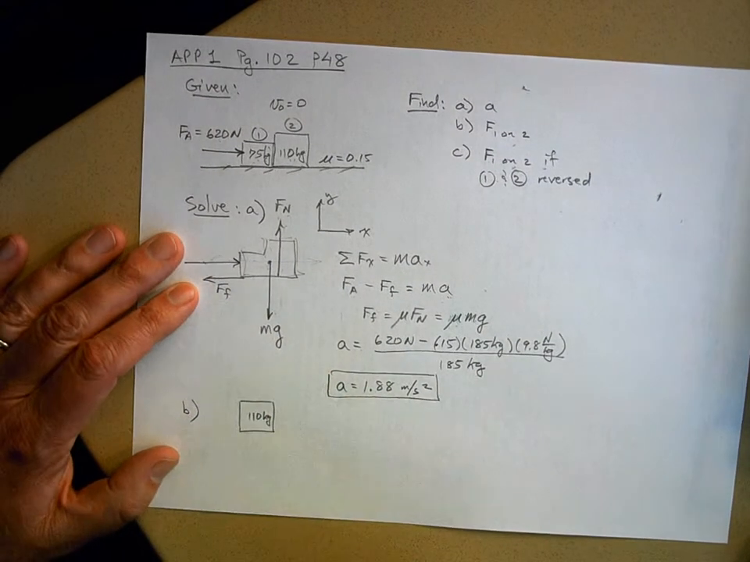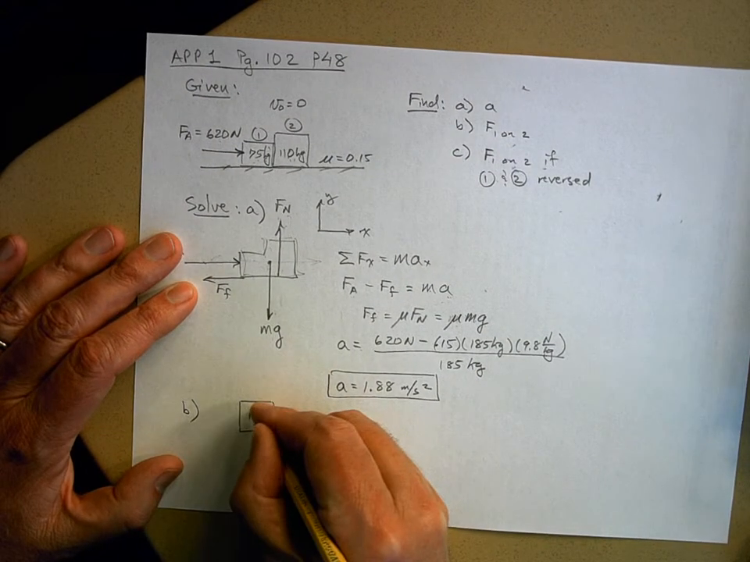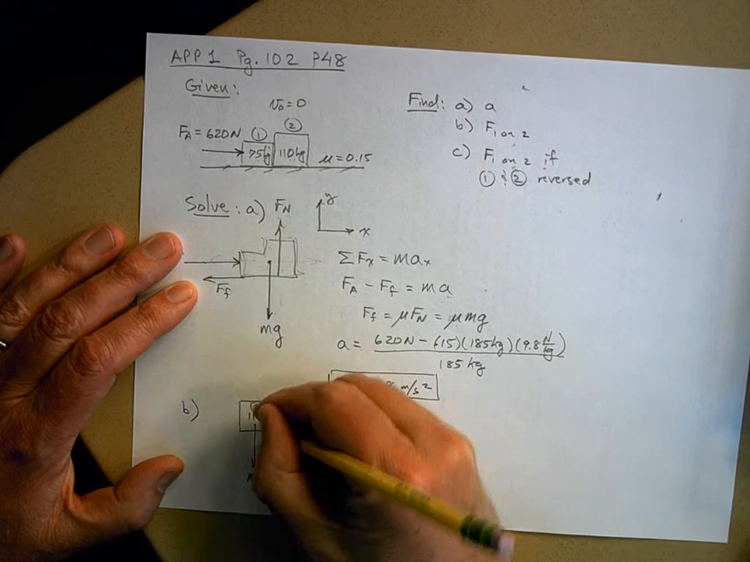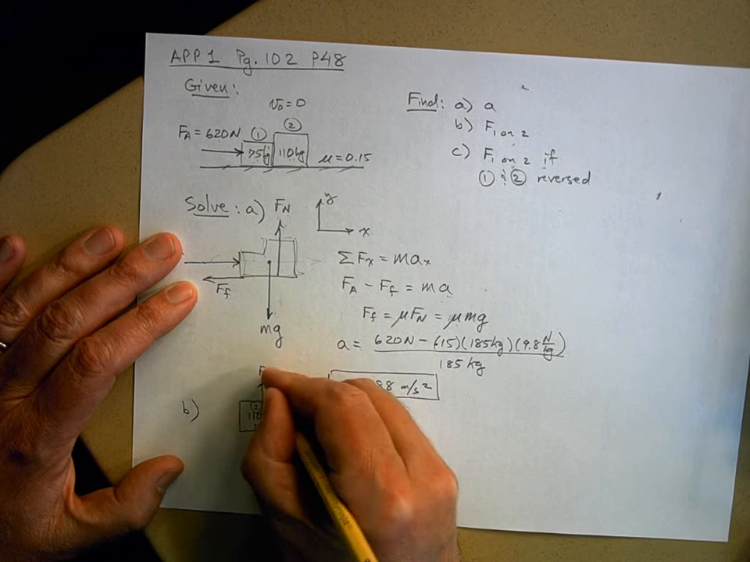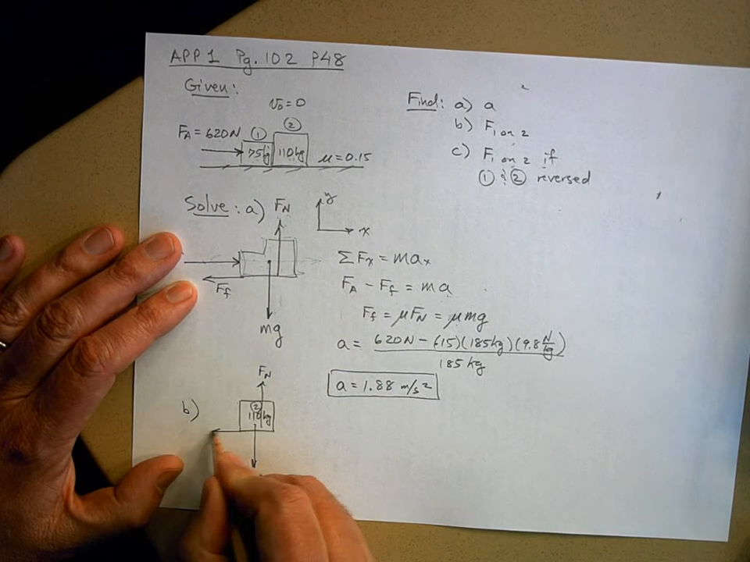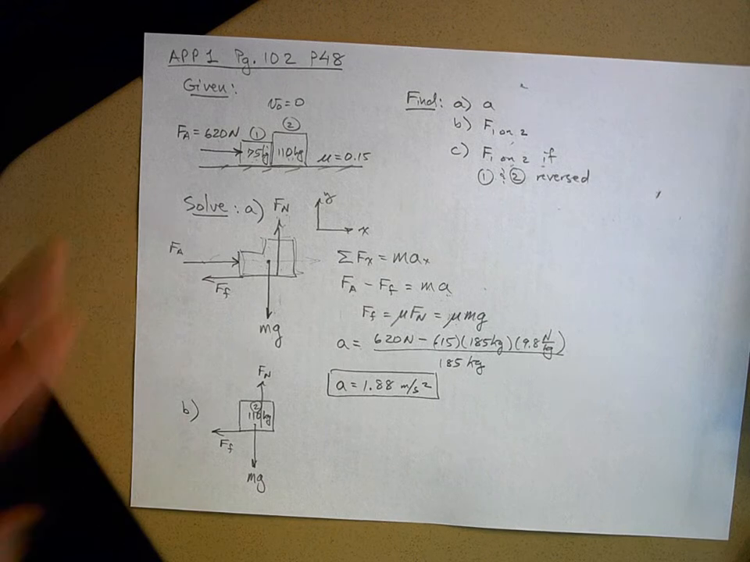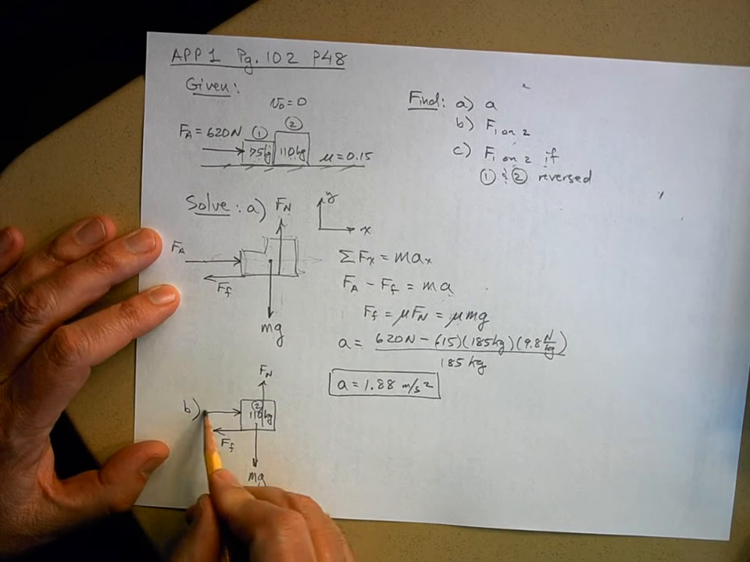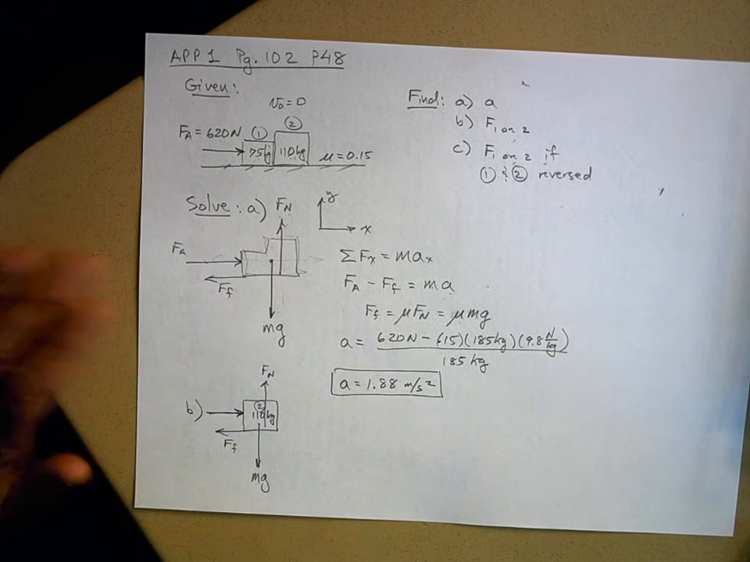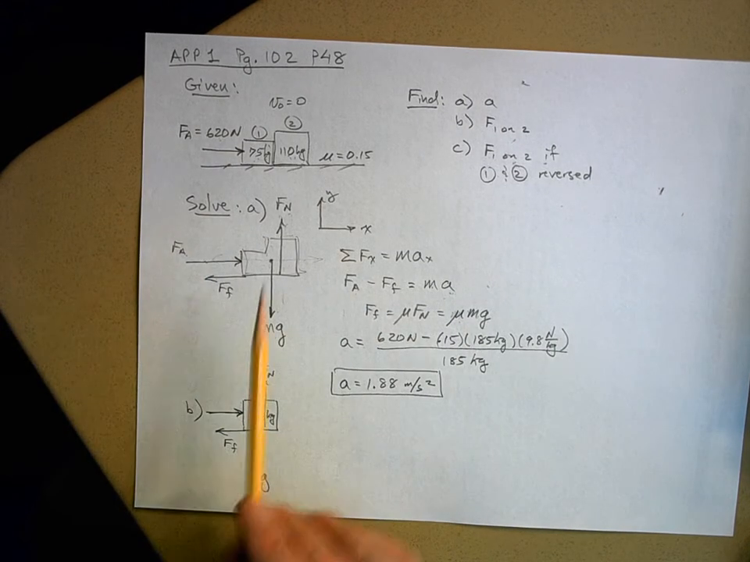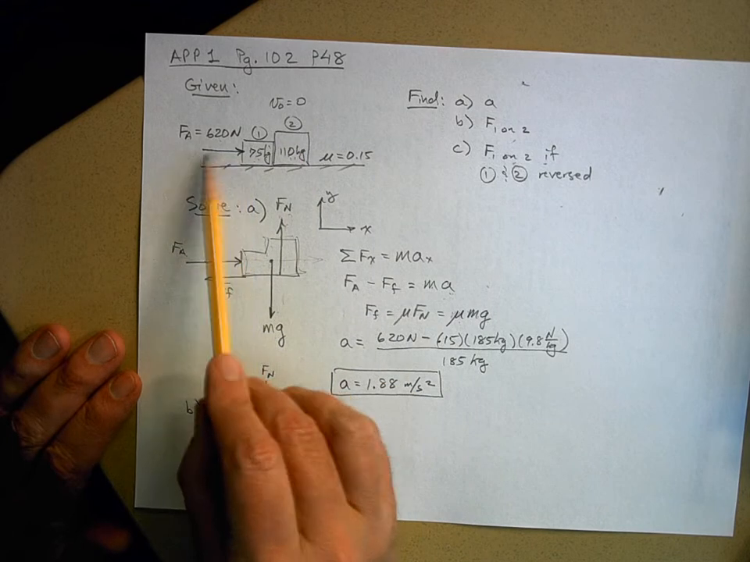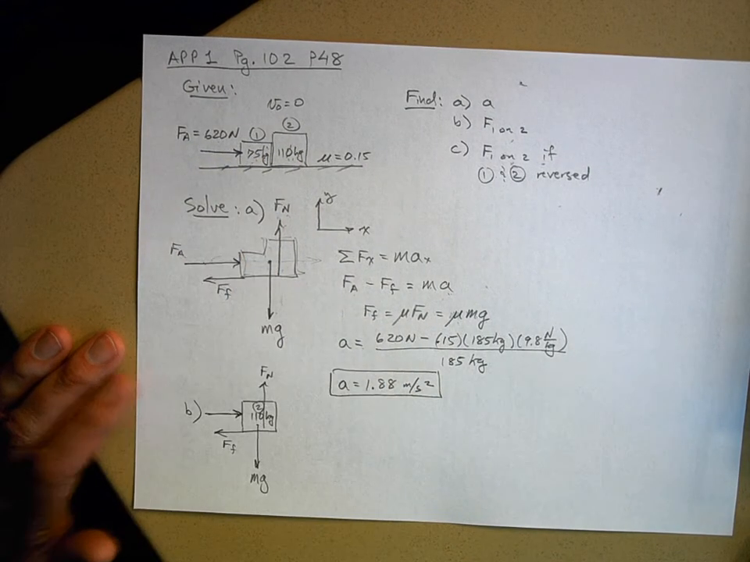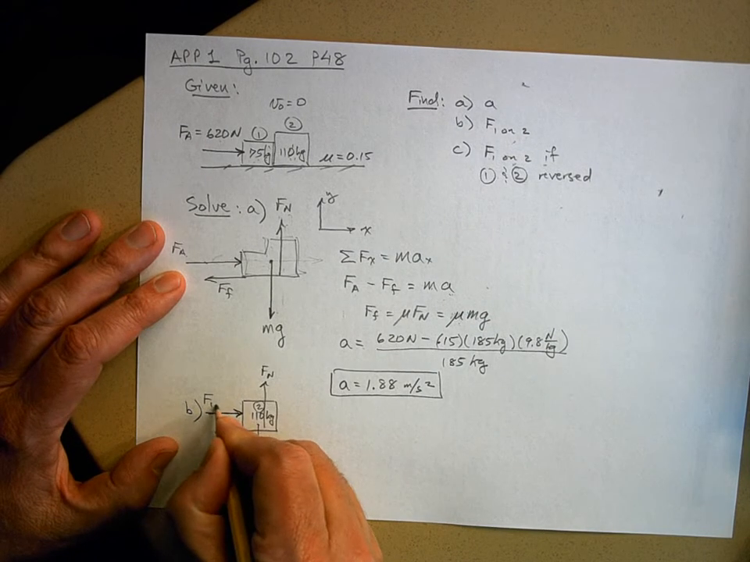Okay. And so I've got mg, I've got the normal force, I've got a friction force, and I also have this force pushing on it. But what is this force right here? Is it the applied force? No. Object 2 does not feel that applied force, not directly. It only feels the force of 1 pushing on it. So I'm going to call it the force of 1 on 2.